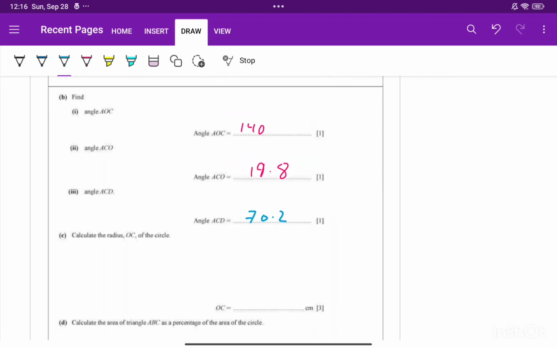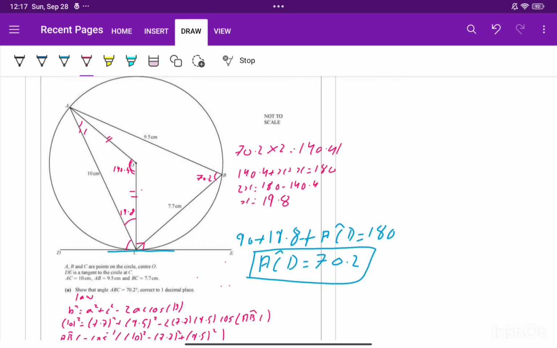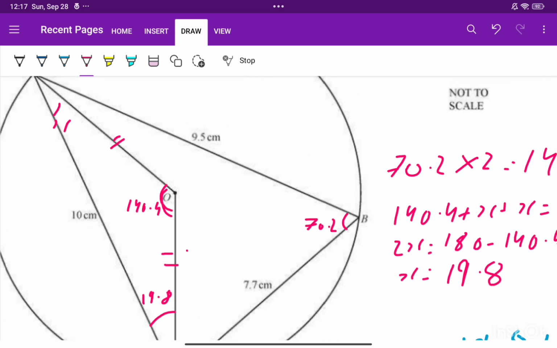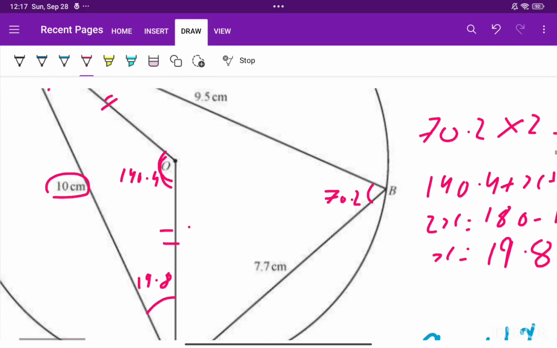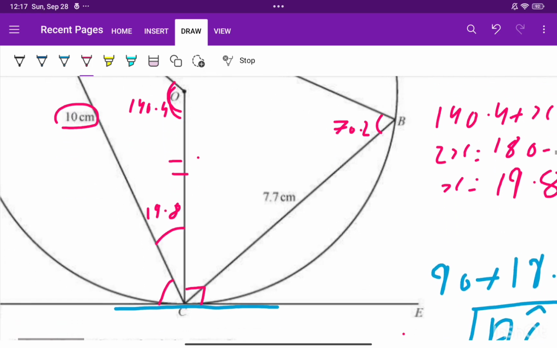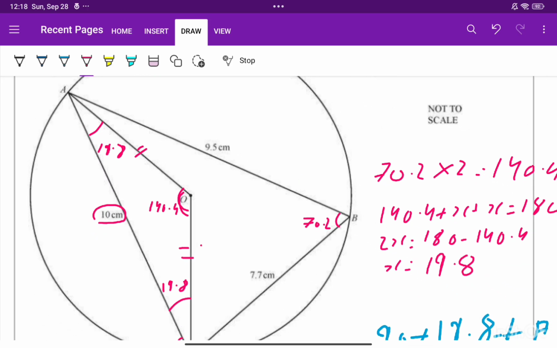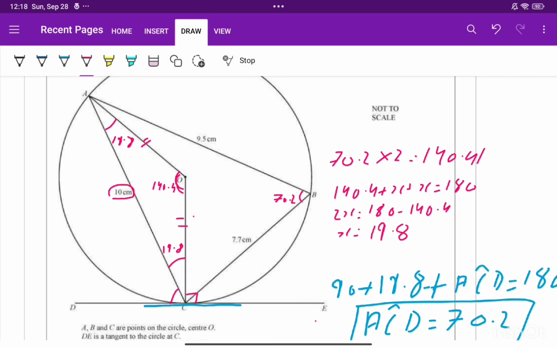Let's move to part C. Calculate the radius OC of the circle. We have to find radius OC. Okay. So to find OC, we can use the law of sine, as angle AOC is 140.4 and the opposite of this angle, 10, is given to us, and we have to find OC. So angle OAC, this angle is 19.8. Opposite of this angle is OC, which we need to find out.